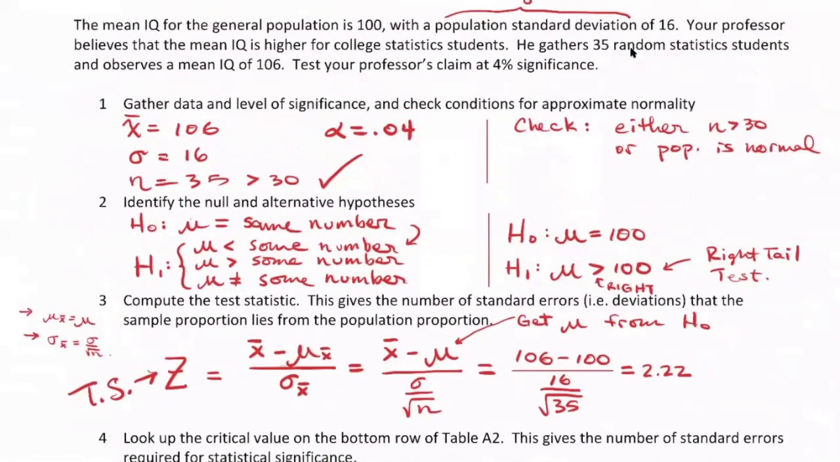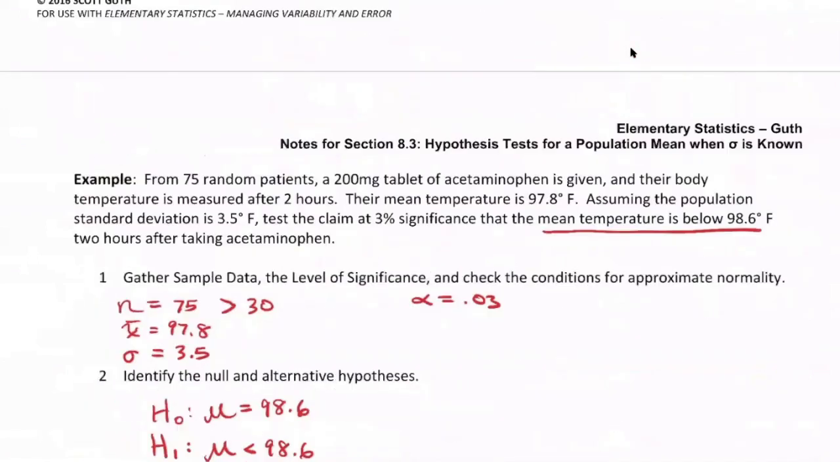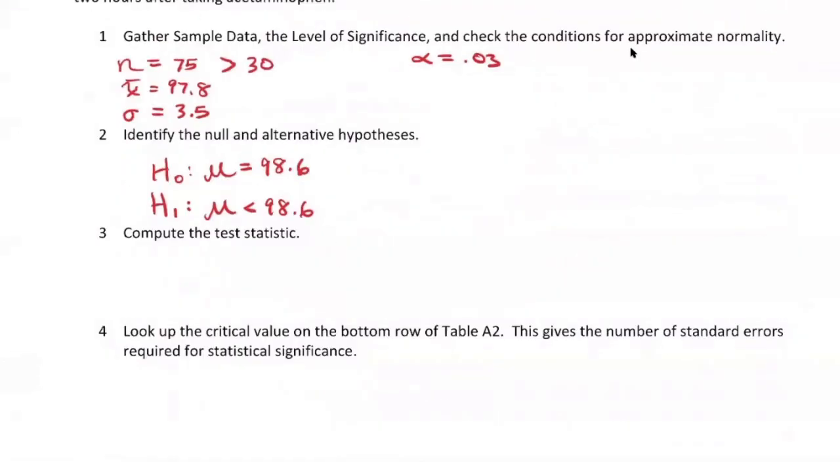Check either n is bigger than 30 or the population is normal. We're good to go. Okay, test statistic. This is the z test statistic. Z is x bar minus mu, over the population standard deviation, which we're assuming is known, divided by the square root of the sample size.